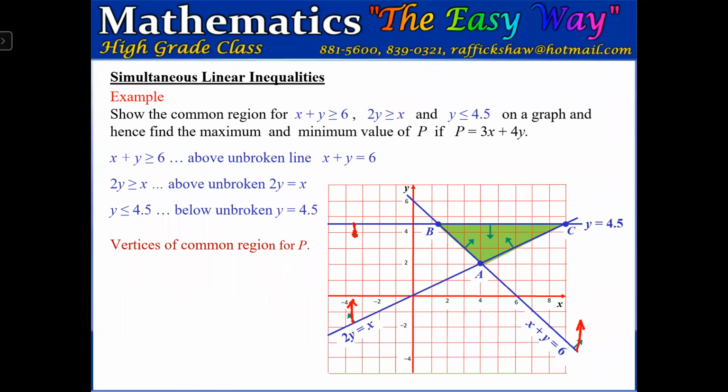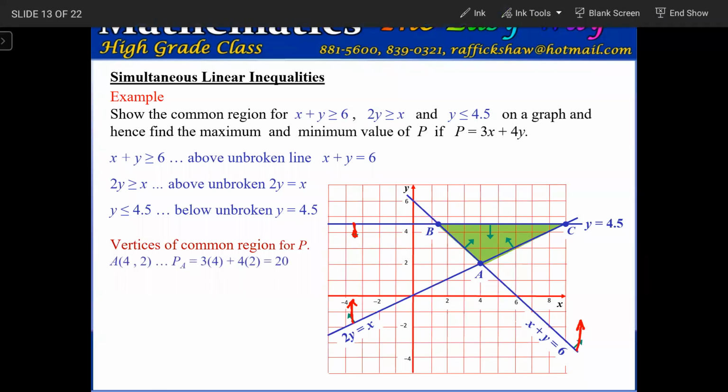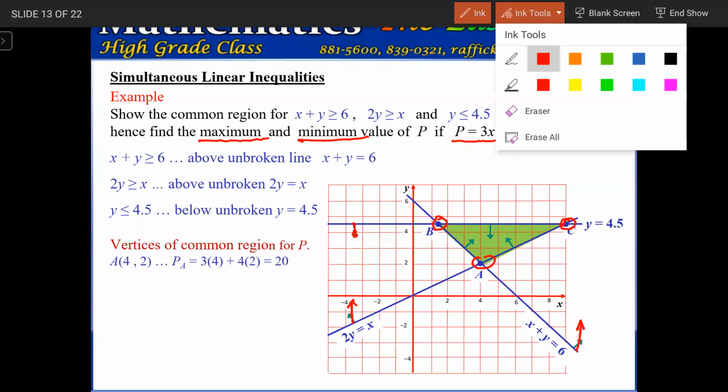So if you want to calculate, for example, in this example, we have a P. P might be profit, and you want to calculate the maximum or the minimum value of P. You have to go to the vertices to see which one of them gives you the maximum or the minimum. And I explain a little more why: because the vertices are where you get the largest x values or the smallest x values in the common shaded region. All right?